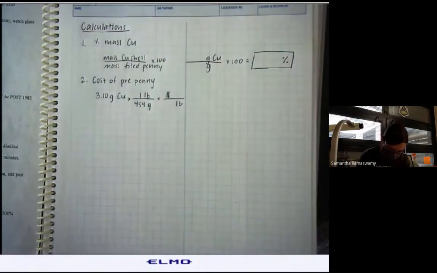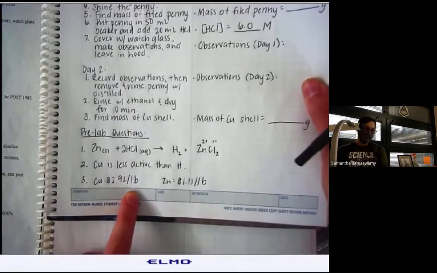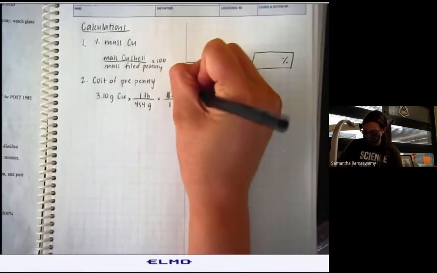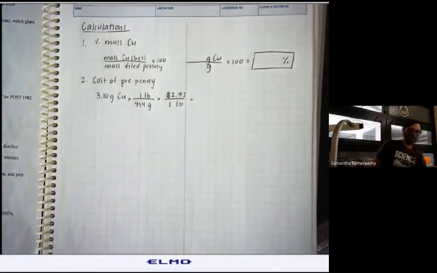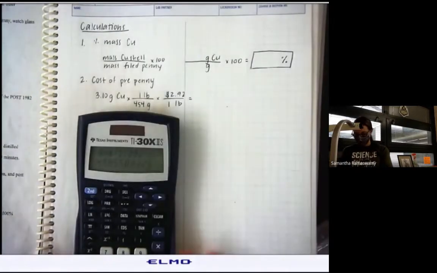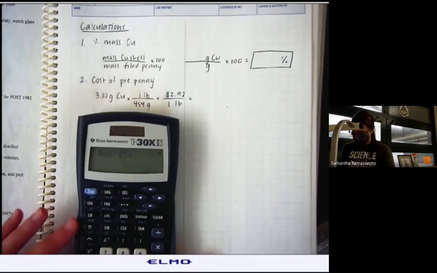So if I look back at our pre-lab questions, our cost of copper that we found was $2.92 per pound. So that means that for every 1 pound of copper, it costs $2.92. So we'll all have the same calculation: 3.1 times 2.92 divided by 454.